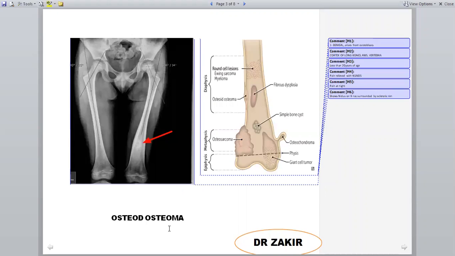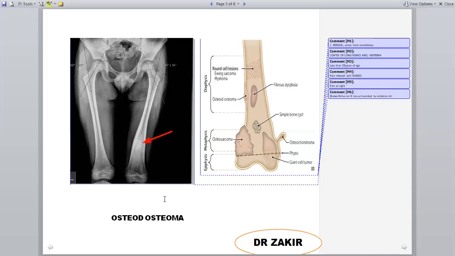So we have now osteoid osteoma. I will discuss some features of osteoid osteoma. Osteoid osteoma is a benign bone tumor. It's mostly seen in males as compared to females, but less than the age of 20 years. It involves the cortical bones near the metaphysis, ribs, and sometimes vertebral bodies.